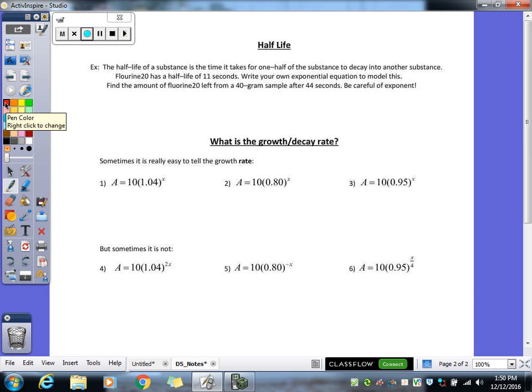All right. So half-life, we're not going to talk too much about half-life, but we do have to talk about it a little bit. So when we're dealing with half-life, what you always have to remember is it still follows that a times b to the x power.